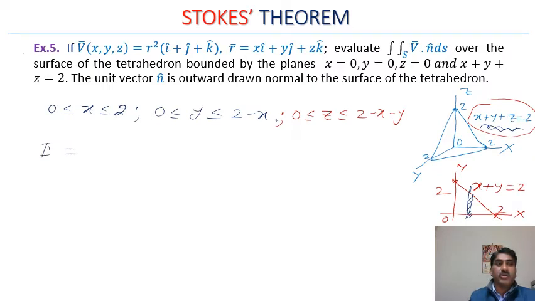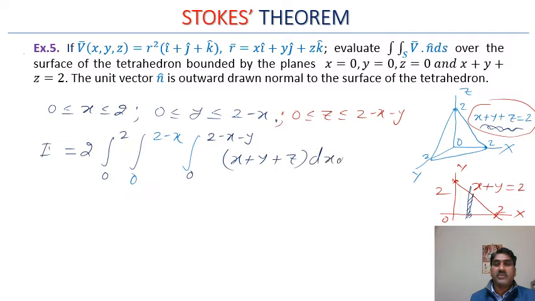So I is equal to 2 times the limit of x taken from 0 to 2, then the limit of y taken from 0 to 2 minus x, and then the limit of z taken from 0 to 2 minus x minus y, and x plus y plus z. This is our integrand, dx dy dz. So because the limit of z involves two variables x and y, we will first integrate with respect to z. So let us integrate it.